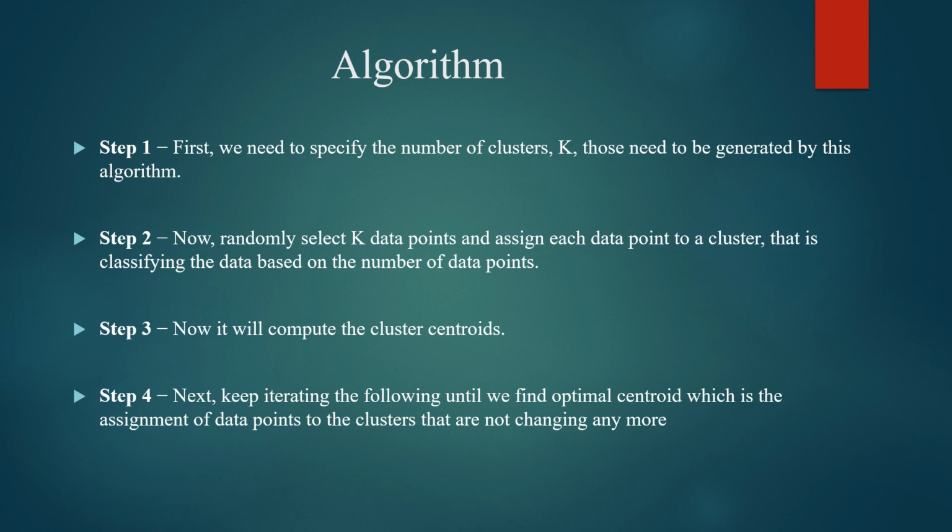K-means algorithm. Step 1. First we need to specify the number of clusters, k. Those need to be generated by this algorithm. Step 2. Now randomly select k data points and assign each data point to a cluster. That is classifying the data based on the number of data points. Step 3. Now it will compute the cluster centroids. Final step. Keep iterating the following until we find optimal centroid, which is the assignment of data points to the clusters that are not changing anymore.